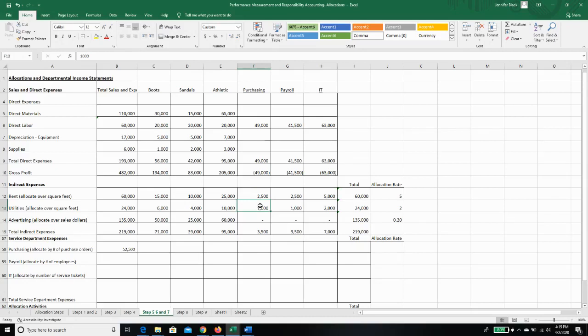Because at the end of this exercise, we want all of our service departments to have 0 in them. No expenses, no revenue, nothing. We want their income statement to be 0. So we need to allocate out both the direct expenses and the indirect expenses. That's why I'm going to add them together right here in cell B58. I'll do the same thing for payroll, adding my direct expenses to my indirect expenses, and I'll do the same for IT.